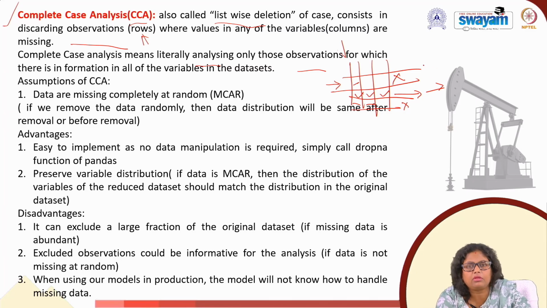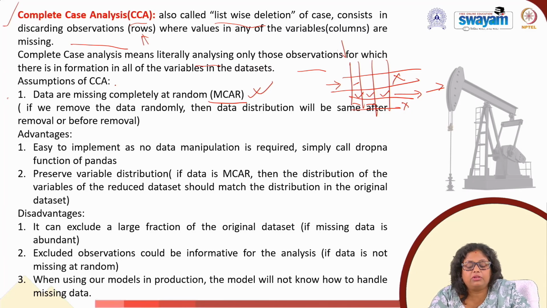So what is the assumption of complete case analysis? The first assumption is that data are missing completely at random, which is given the term MCAR. When we move ahead with CCA, one thing we need to check is that the data are missing completely at random, MCAR. How are we going to cross-verify this? We are going to see this in the code.